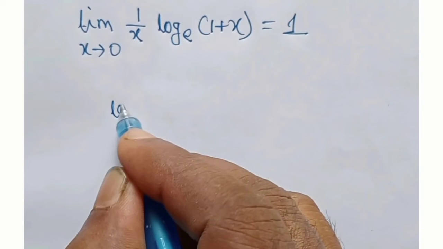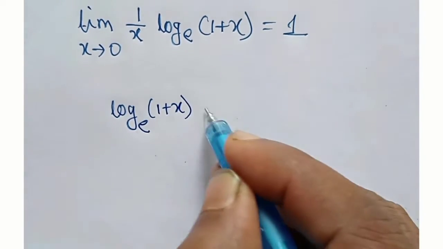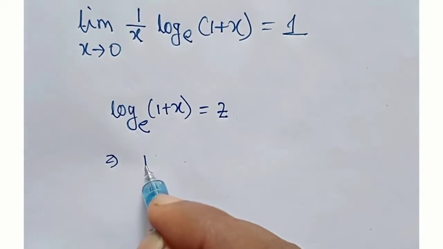So guys, our next problem is limit x tends to 0, 1 by x log base e of (1 plus x), equal to 1. So guys, it's very easy. So let's do it. Let's take log base e of (1 plus x) equal to z. So definitely 1 plus x will be e power z, right?